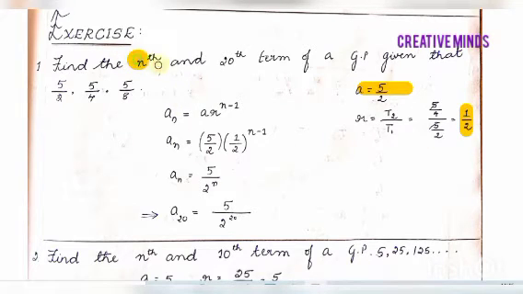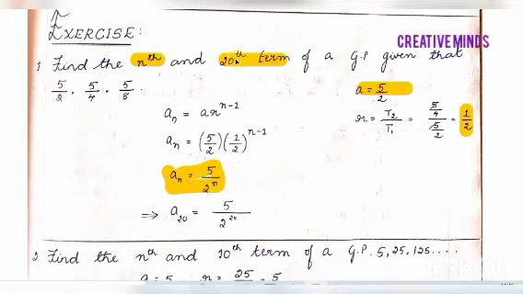Now we have to find the nth term and 20th term. So we have the formula An is equal to A into R to the power of n minus 1. So An is equal to the value of A, 5 by 2, and R is 1 by 2, whole to the power of n minus 1. So 5, 1 to the power of n minus 1 is 1, and divided by 2 to the power of 1 is there and 2 to the power of n minus 1 is there. 2 to the power of n minus 1 plus 1, so 2 to the power of n. So the value of An is 5 by 2 to the power of n.